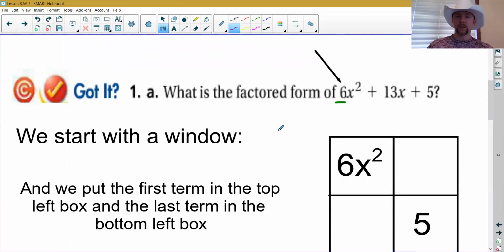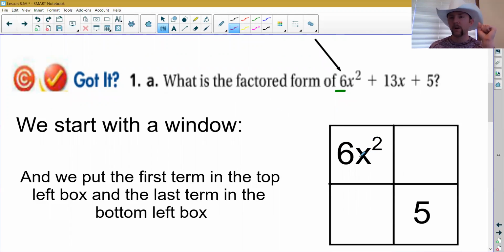What we do is we put the first term of the polynomial, by that I mean the x squared term, in this case 6x squared, in the top left-hand box of our window. 6x squared goes in the top left box. The last term of the polynomial, in this case the 5, at the very end, goes in the bottom right box. So we have 6x squared here, and we have the 5 here.